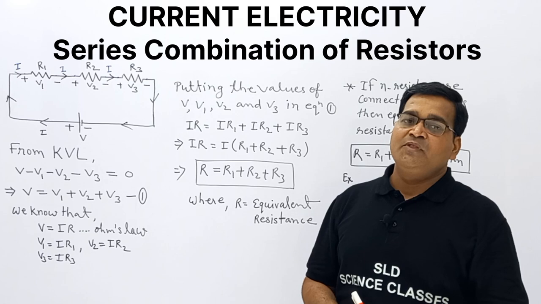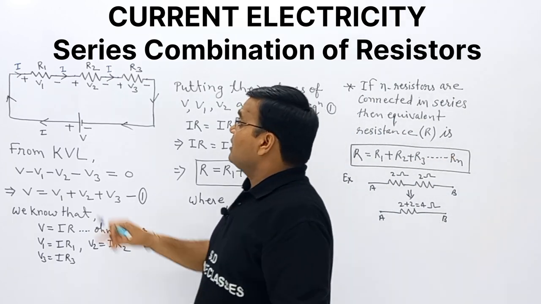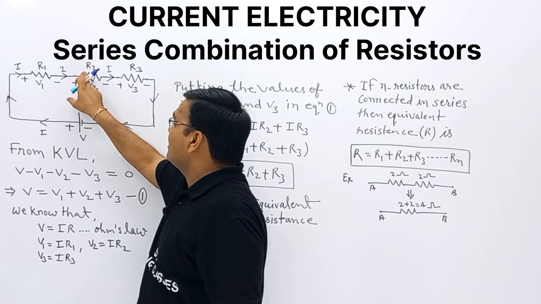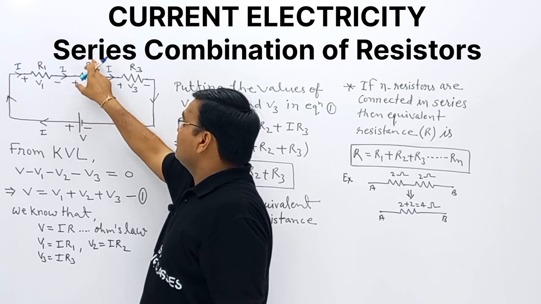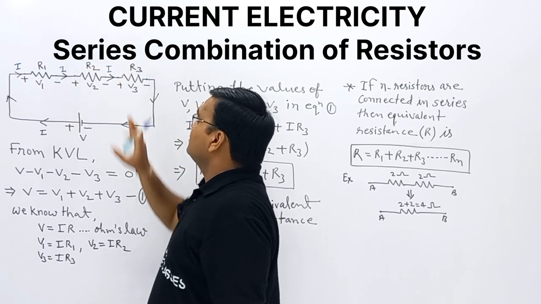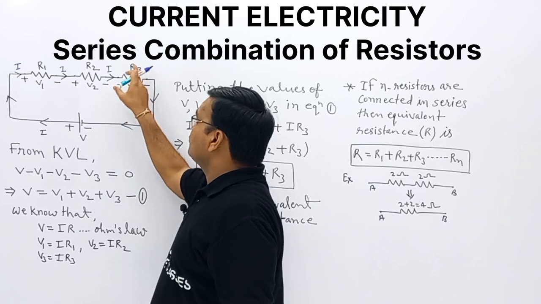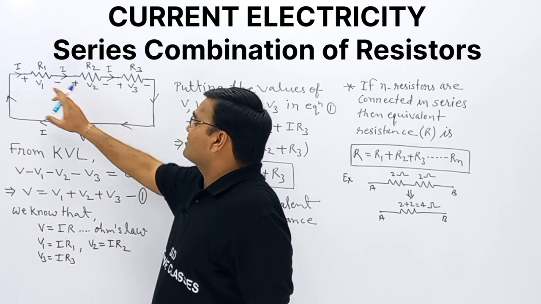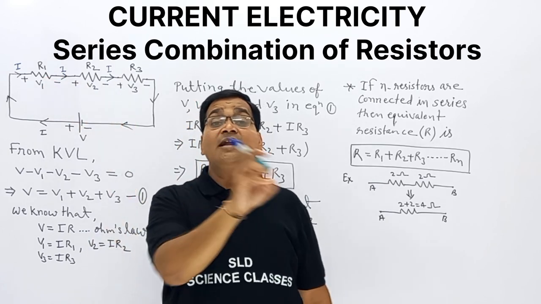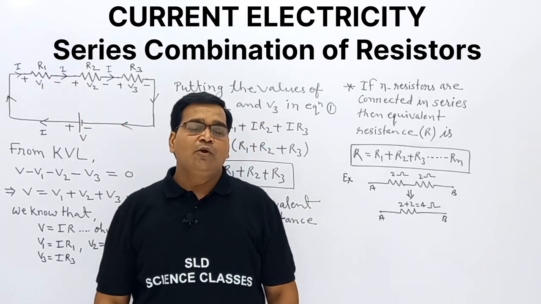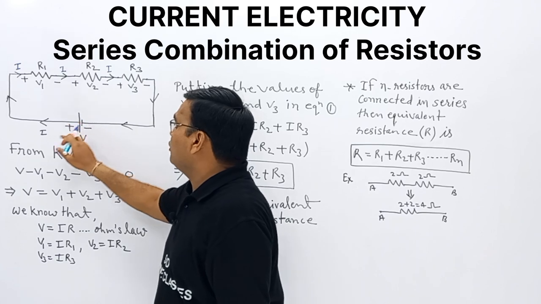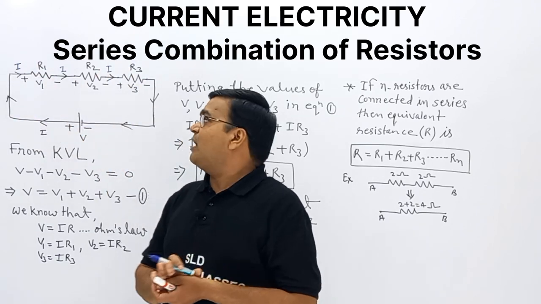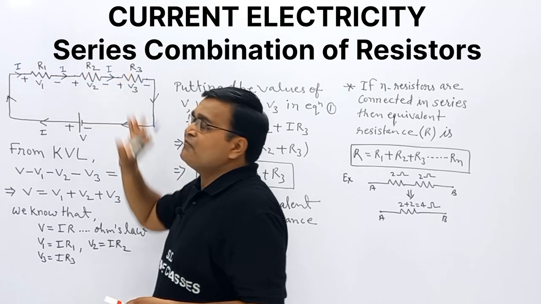Current I is entering with resistance value R1, current I is entering with resistance value R2, and current I is entering with resistance value R3. In all resistors, R1, R2, R3, the current value is the same. In all elements, the same current I is flowing in this circuit.